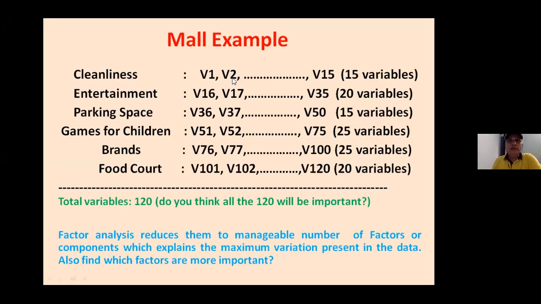So it looks into the linear combination of 120 variables. Let's say out of these 120, it identifies 8 variables which explain 40% variation present in the data. And some variables come out from cleanliness like V12, V8, V9, 3 variables from here, and let's say 5 variables from here. And they are explaining 40% of the variation present in the data. That is called the first principal component, and we call this factor 1, which explains 40% of the variation.